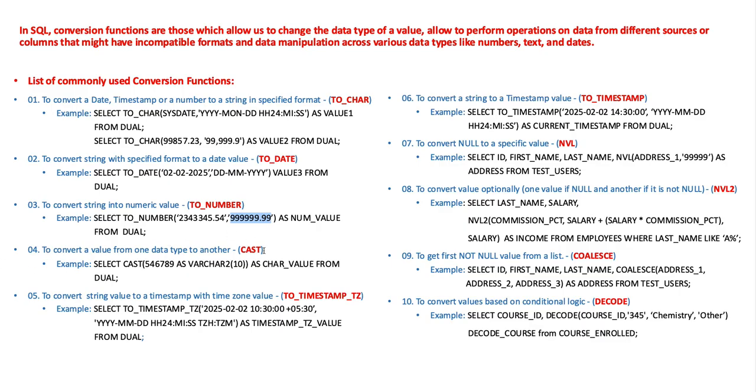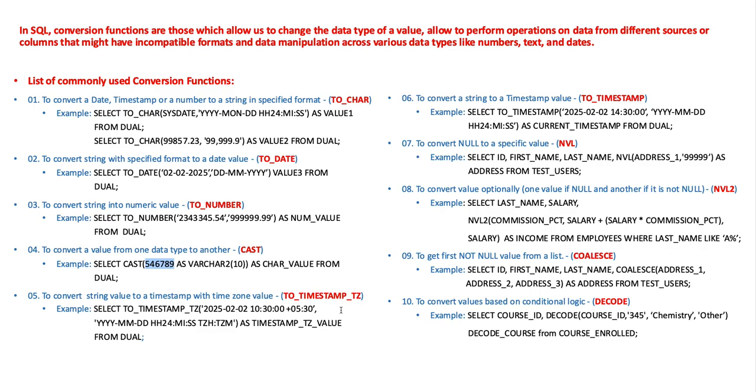Number 4, cast function. Cast function is used to convert a value from one data type to another. In this example, a number data type is going to be converted into varchar2 length 10. I have provided here a number, and I'm going to convert this number into the varchar2 data type by using the cast function.